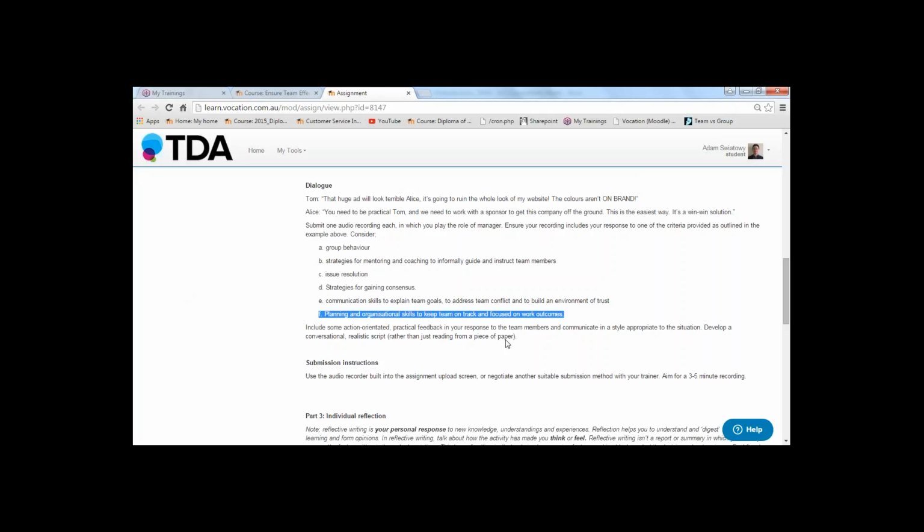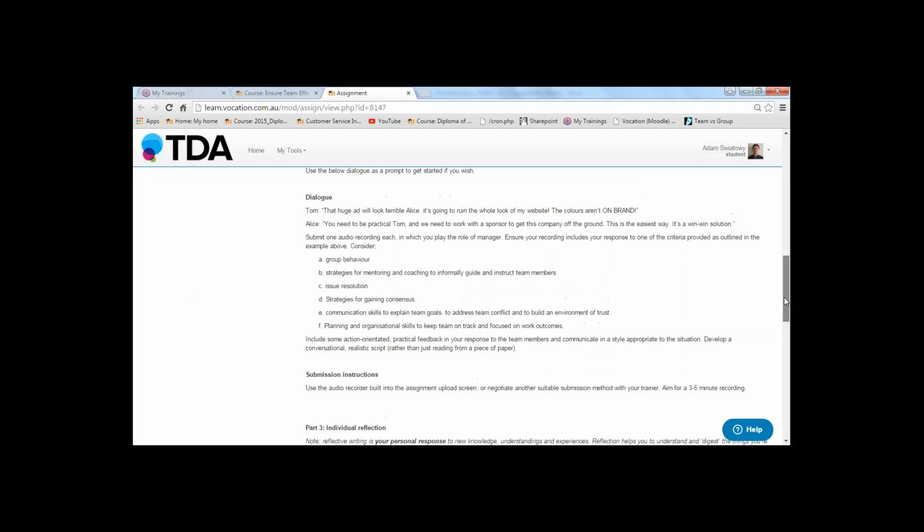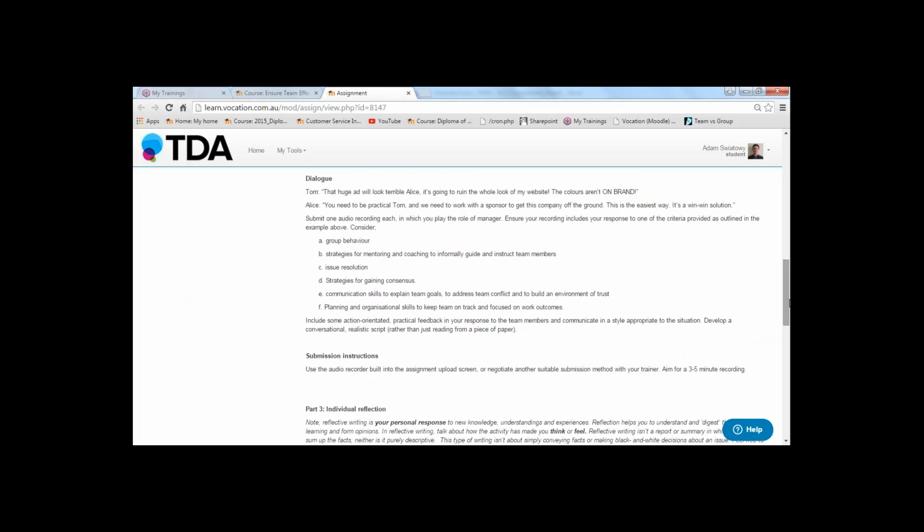So try and make this, as it says here, a conversational, realistic script. So you might want to script this up. You might want your family and friends to join in, one of them will be Tom, one of them will be Alice. You might word them up a little bit. It's not what they say, it's what you say. So you don't even have to get them to barely speak. I think they're helpful to have there so that it becomes a practical exercise.